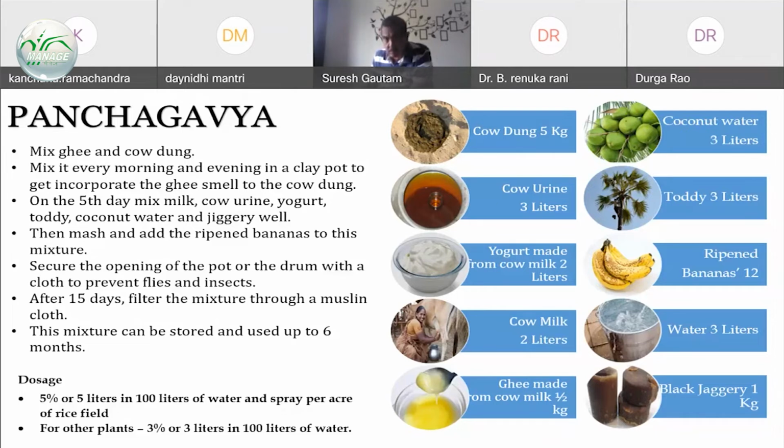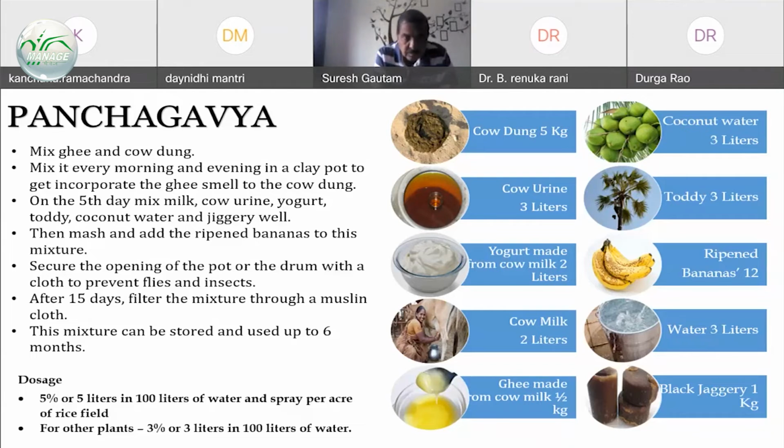On the 4th day you add all these things and stir it daily 2 times, then cover with a muslin cloth and keep it for 21 days. You will get Panchagavya prepared. After 21 days, it is ready for use.